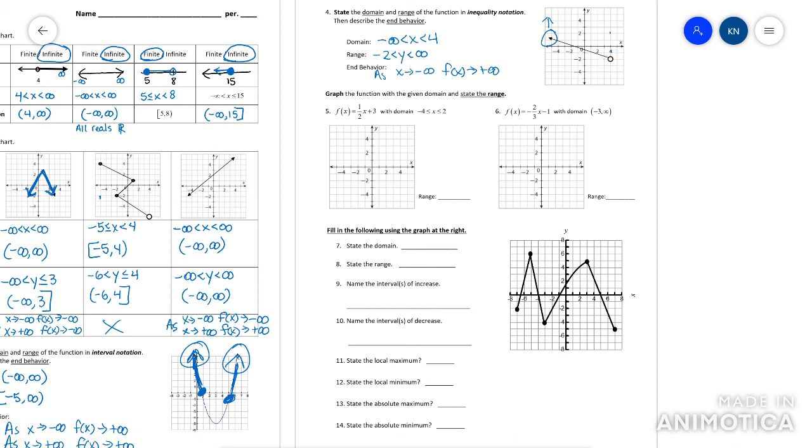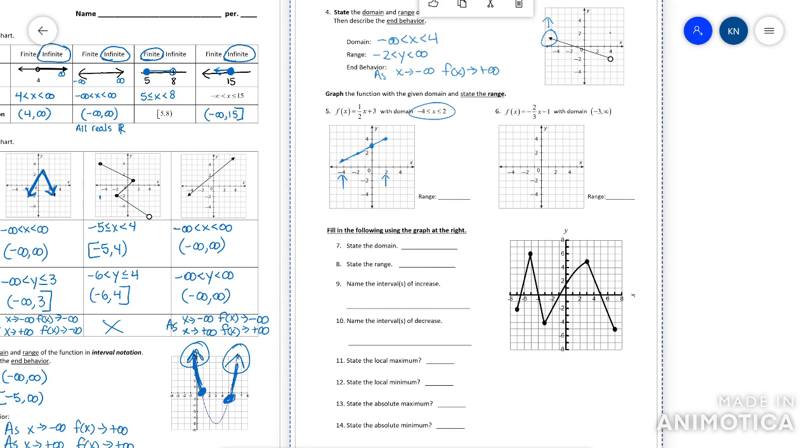Graph the function with the given domain and state the range. So 1/2 x plus 3, start at your y-intercept, rise 1, run 2. Work your way back a little bit, connect the dots. So this line would look something like this. But then they say they want to restrict the domain to -4, which is here, and +2, which is here. So that means I'm not going to need anything to the left or to the right of those points. I just care about this section of line.